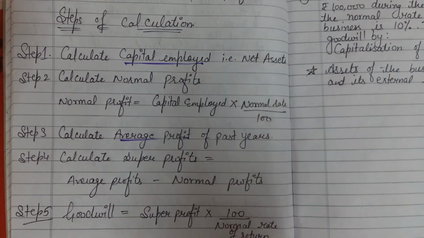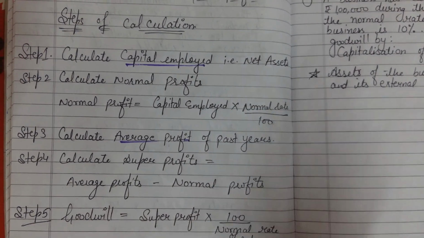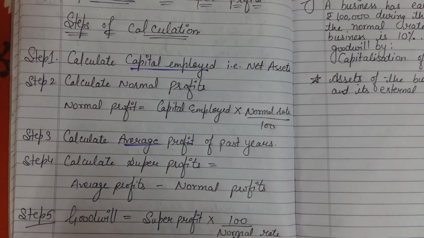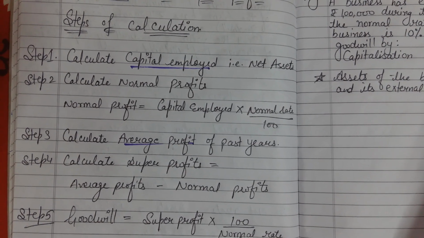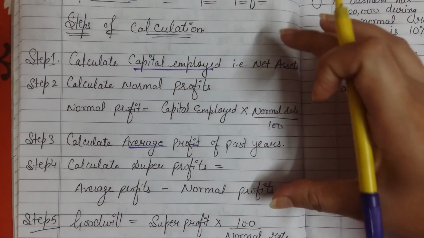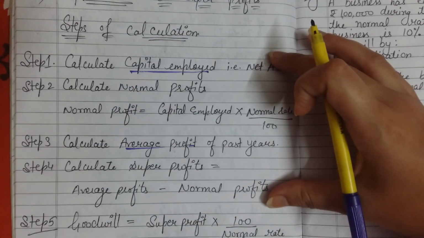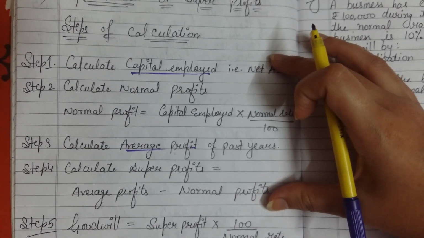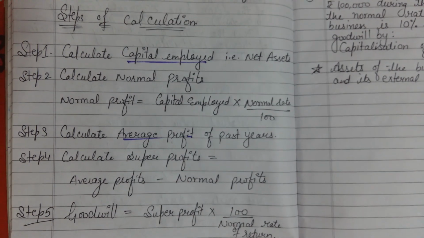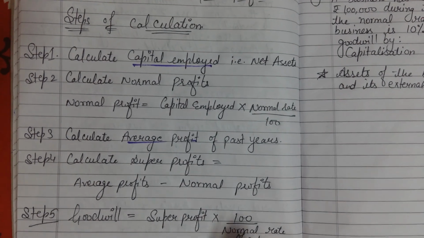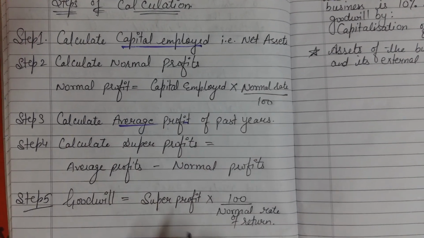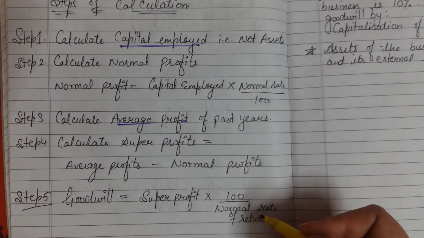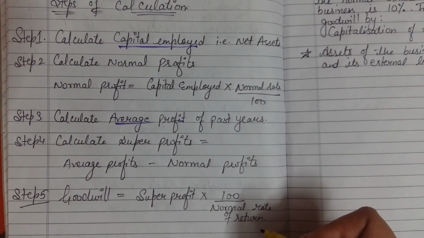If you get a question where you have to calculate the super profit method with capitalization method and with the simple super profit method with number of years purchase, then these four steps are the normal steps. In both the cases these four steps will be followed, and the only change will be in step 5. In the simple super profit method you have to multiply the super profits into number of years purchase, but in capitalization method you have to multiply the super profits into 100 over normal rate of return.